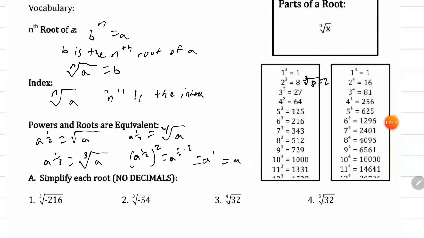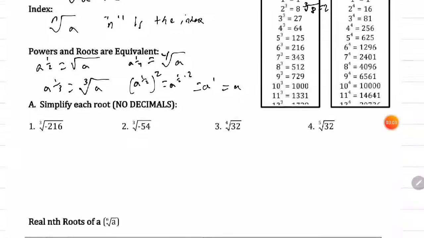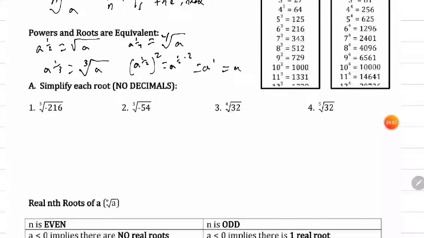Before, we used factors to help us when breaking down a square root, and we looked at perfect squares. Now here are the perfect cubes, and here are the perfect fourths. Let's do some examples. Let's get rid of all those letters. Here we go. The cube root of negative 216.